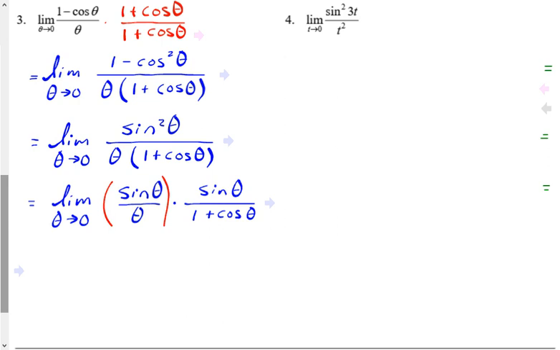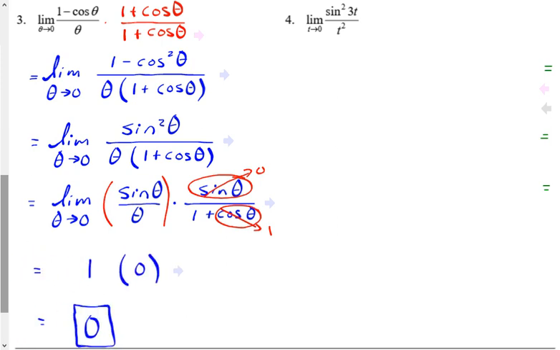What happens to the next part? Well, this sine theta, as theta approaches 0, this whole thing goes to 0. What happens in the denominator? Oh, well, this cos theta, as theta approaches 0, this goes to 1. So my denominator is no longer 0. I'm not getting that problem of 0 over 0. I'm getting 0 over 2. What is 0 over 2? It is just 0.